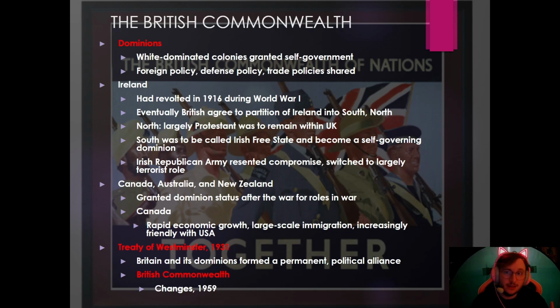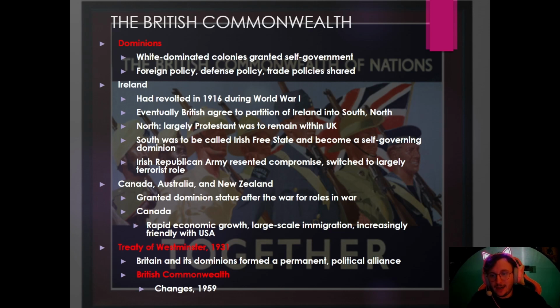We have Northern Ireland, which is predominantly Protestant, and they want to remain with the UK. Southern Ireland was to be called the Irish Free State, a self-governing dominion. But the Irish army was not super stoked with that, and they were like, no. The IRA, the Irish Republican Army, basically turned to terrorism to kick the British out of Northern Ireland, right?